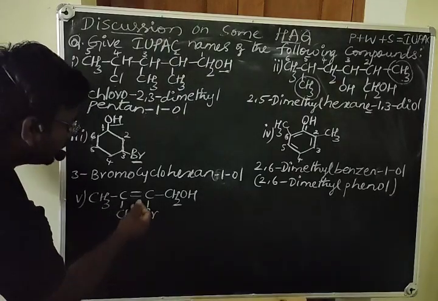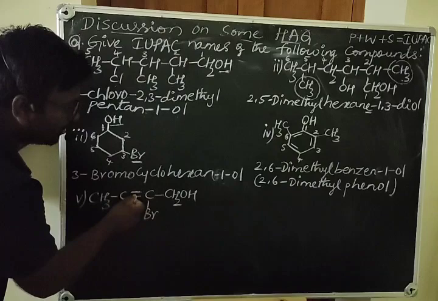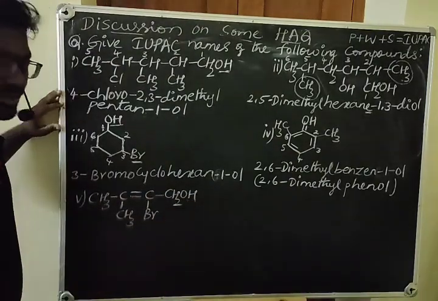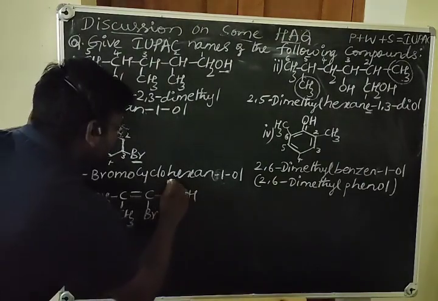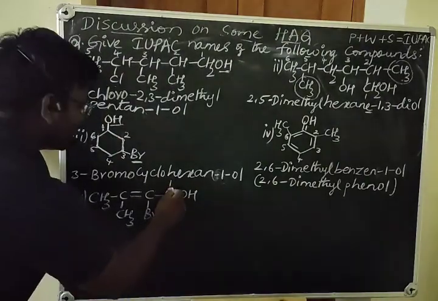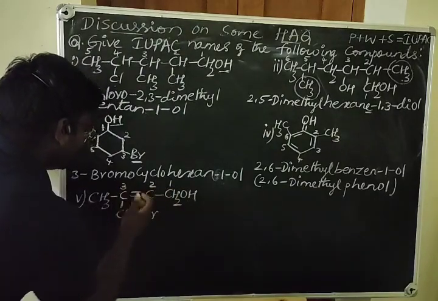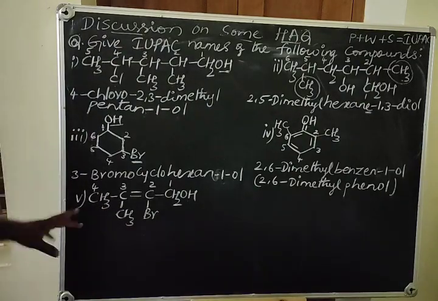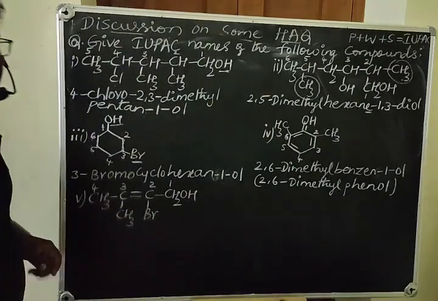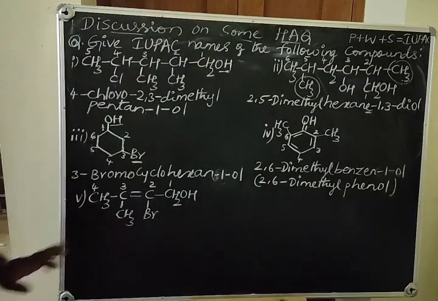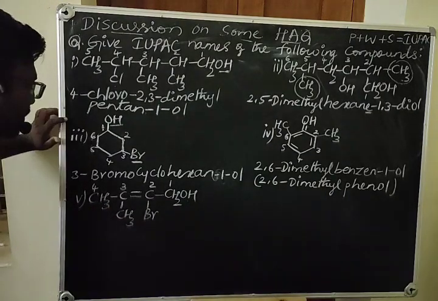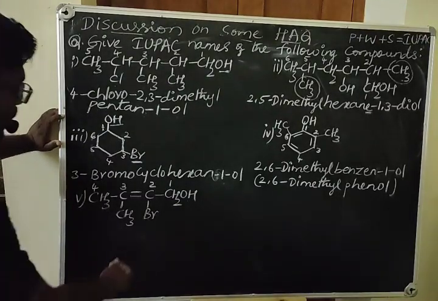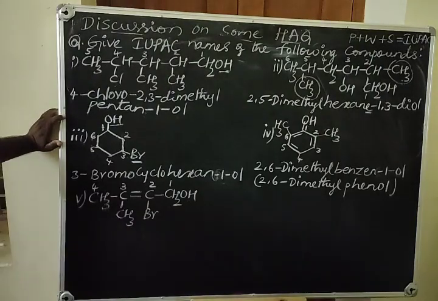Here we have two functional groups: one is a double bond and the other is OH. Here OH is considered the major functional group, and the carbon containing it will be numbered as 1. This is 1, 2, 3. You may give number 4 to this carbon or this carbon; it makes no difference because these are the terminal carbon atoms. Now what are the substituent groups here? There are two substituent groups: one is CH3 and the other is bromine.